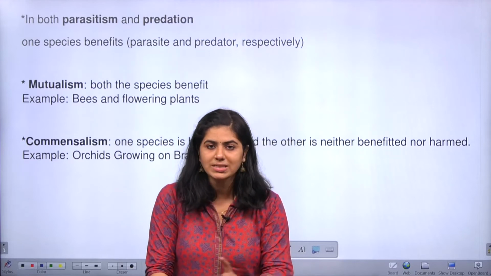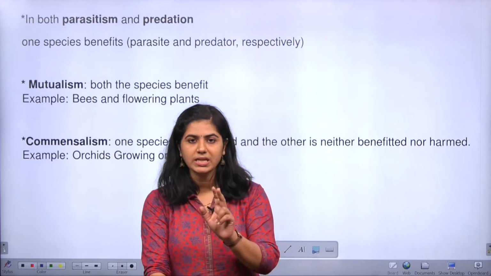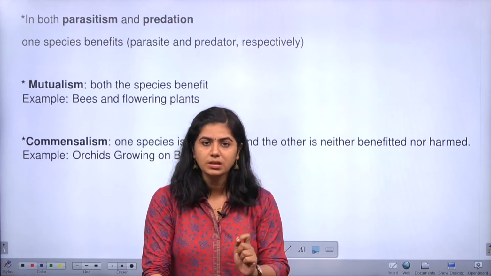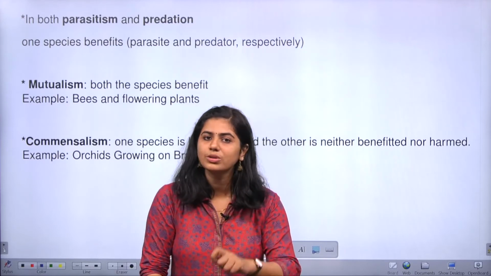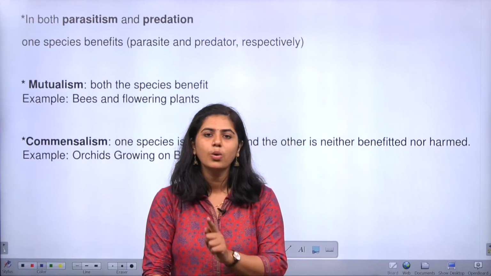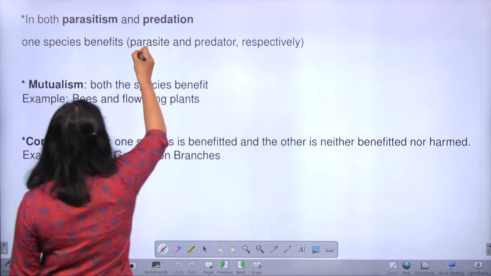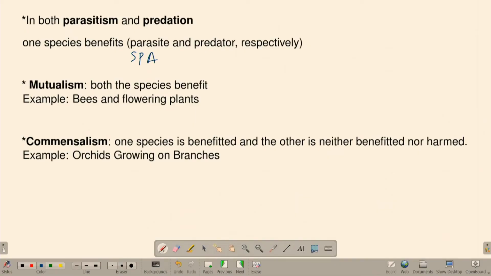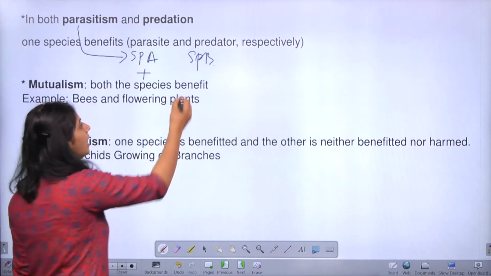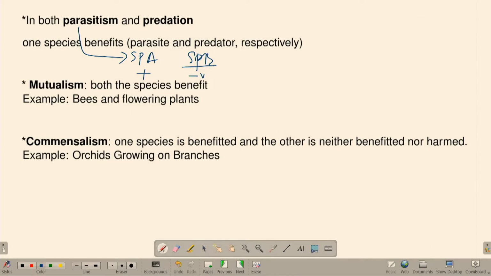The next ones are parasitism and predation. Here one is harmed and one is benefited. In parasitism, the organism which lives on the host is benefited and the host is harmed. So if we give the signs for species A and species B, in parasitism species A, the parasite, will benefit and the host will be harmed. So the host will be on the negative side and the parasite on the positive side.